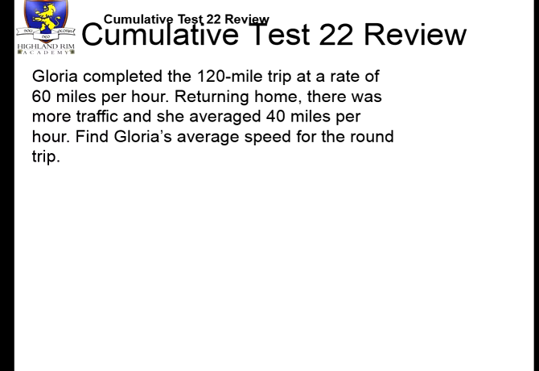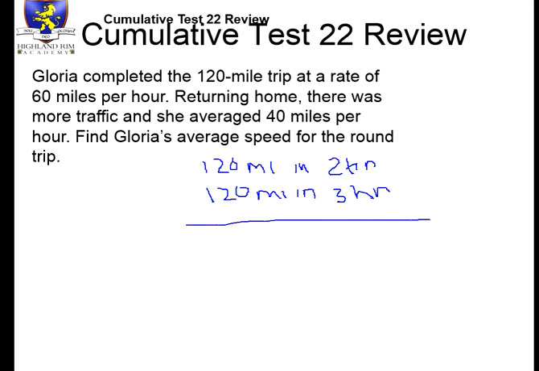So what we got is 120 miles, and going there at 60 miles an hour, 2 hours. And going back, it was 120 miles and at 40 miles per hour, it would take her 3 hours. So we added up, she's doing a total of 240 miles in 5 hours, right?